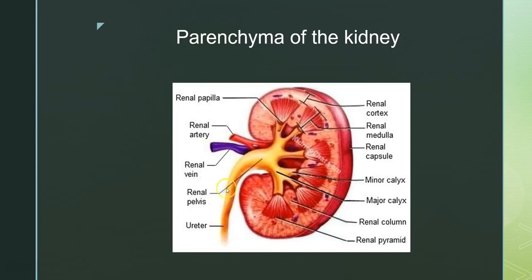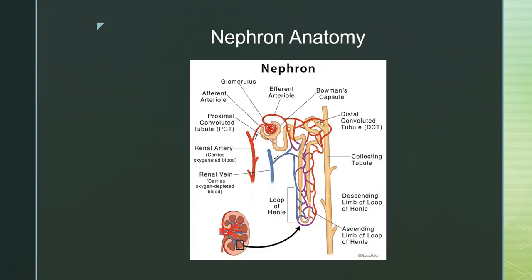When urine cannot drain from the ureter, we get what's called hydronephrosis. And basically the urine backs up through these calyces into the kidney and causes the kidney to swell due to an abundance of fluid. All right, let's look at our nephrons.